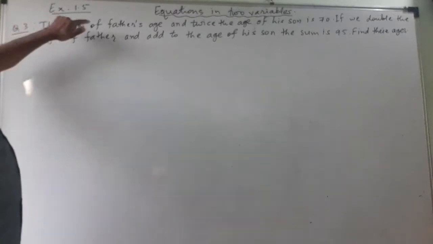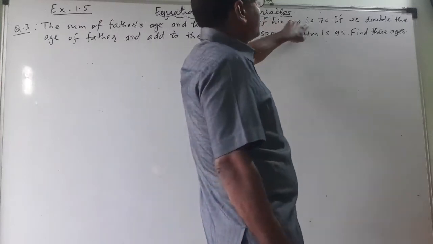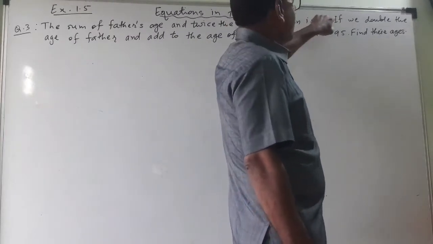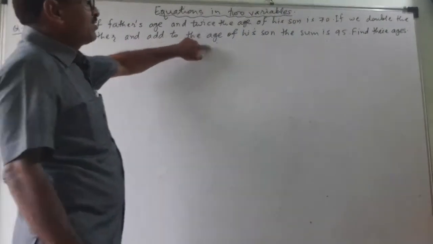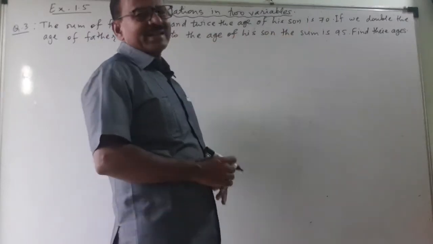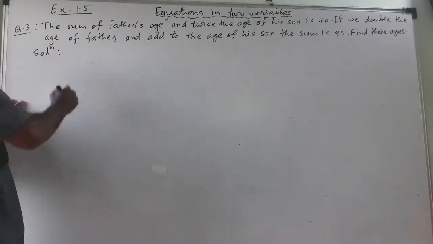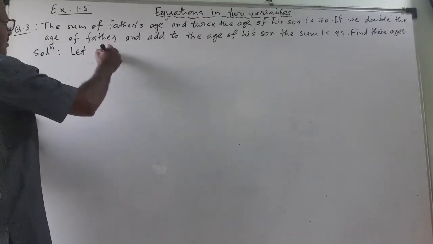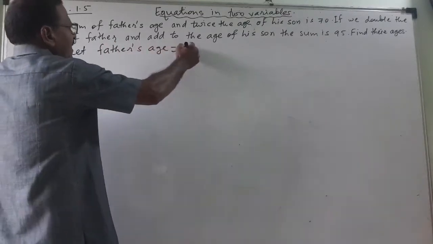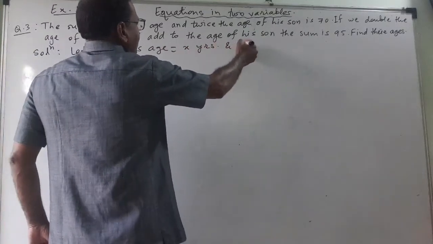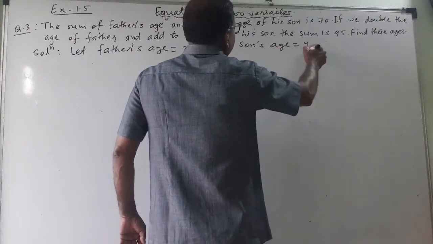Question number 3: The sum of father's age and twice the age of his son is 70 years. If we double the age of father and add to the age of his son, the sum is 95. Find their ages. Solution: Let father's age be x years and son's age be y years.